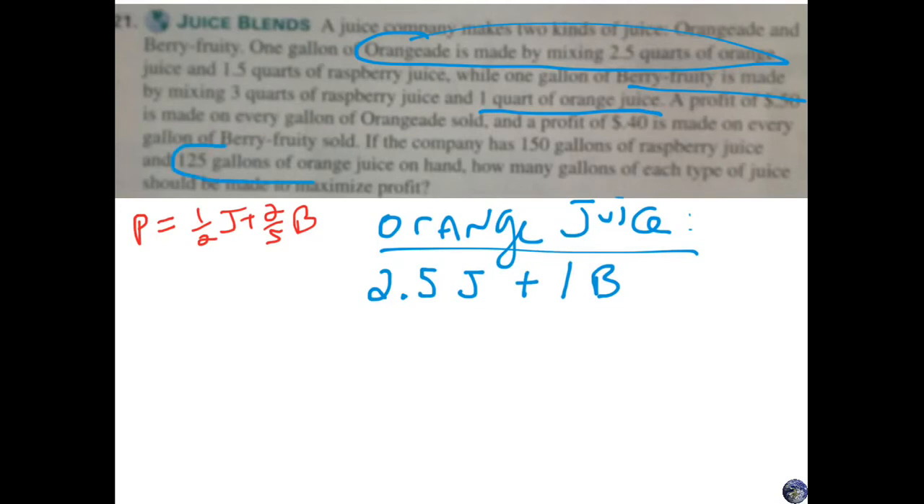However, we're limited by the amount of orange juice because we only have 125 gallons of orange juice on hand. So therefore, this formula, which is giving us how much orange juice we're using, has to be less than or equal to 125.